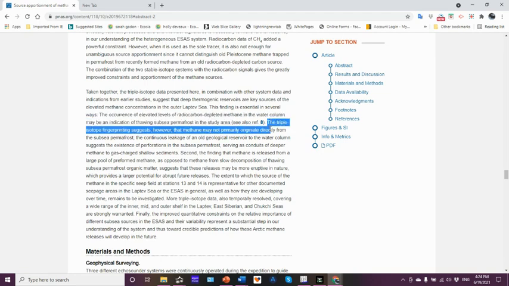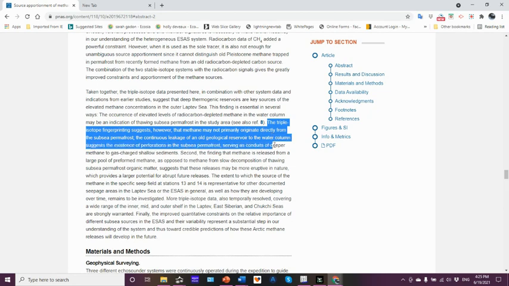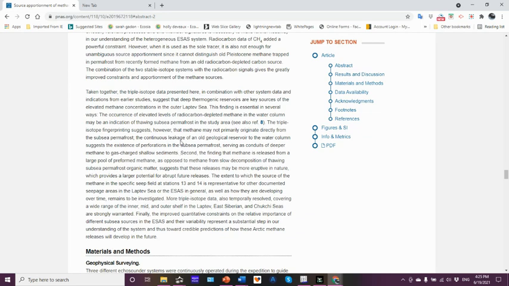They say, however, the triple isotope fingerprinting suggests, right, delta 13 carbon, delta 14 carbon, and delta deuterium, that methane may not primarily originate directly from the subsea permafrost. The continuous leakage of an old geological reservoir to the water column suggests the existence of perforations in the subsea permafrost serving as conduits of deeper methane to gas-charged shallow sediments. In other words, they're finding a way to vent.